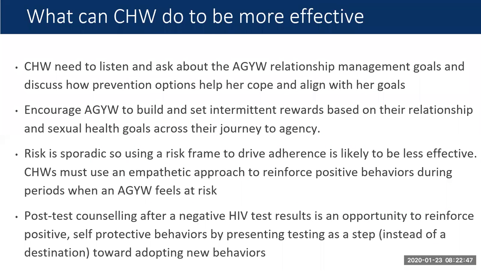So what can we do to be more effective? We really need to start talking about relationship management goals and speak about prevention options that align with the relationship goals of girls. We need to encourage girls and programs to set goals that are immediately available, not so far down the track and unreachable that girls either lose interest or don't feel related to them. We need to shift that risk framing to relationship framing.